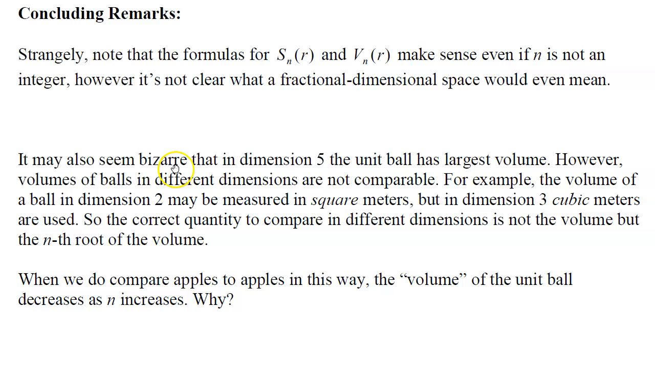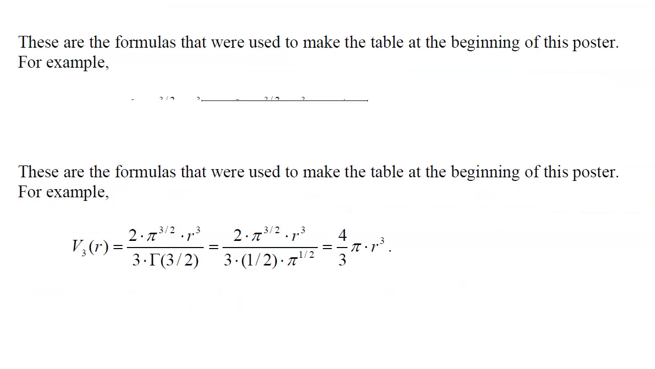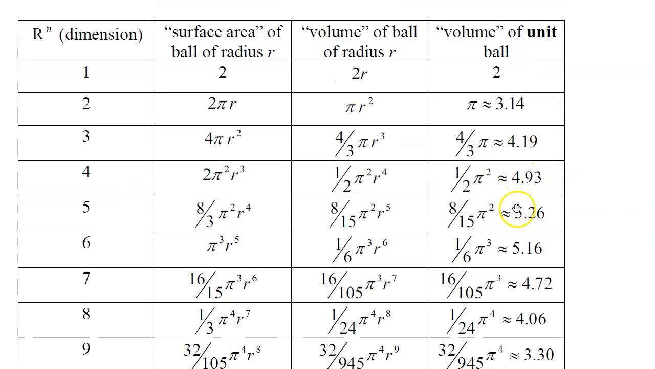But by the way, it also might seem bizarre that in dimension 5, the volume of the unit ball is largest. Okay, so if we go up in this table here, notice that in dimension 5, the volume of the unit ball maxes out. But it turns out this is a little bit illusory because in some sense we're not really comparing apples to apples. We're comparing apples to oranges. Because if we were to measure this in, say, centimeters or inches, well, in dimension 3, our volume would have inches cubed or centimeters cubed, whereas in dimension 2, it would be square inches or square centimeters. Dimension 4 would be centimeters to the 4th power, inches to the 4th power. So we're not really comparing apples to apples.